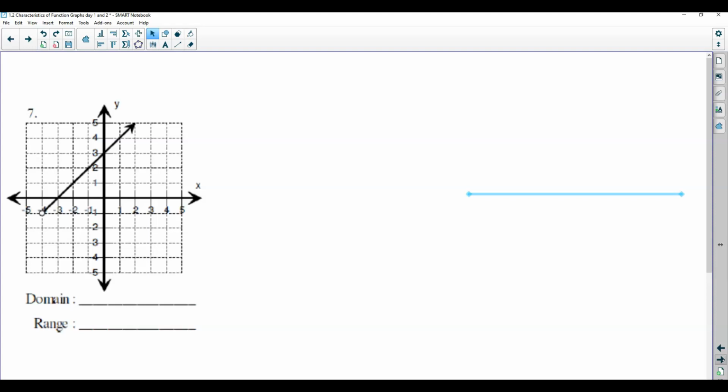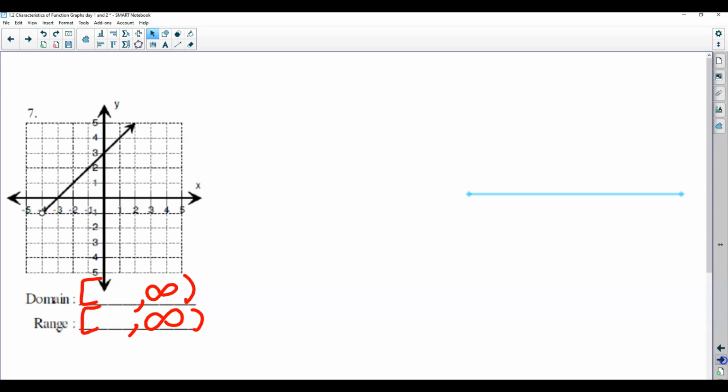Looks good. Oh, there's an arrow, so I know there's going to be infinity on my answer. That's actually going to wrap up the domain and the range for both of them. I'm not going to have a bracket because it's an open circle.